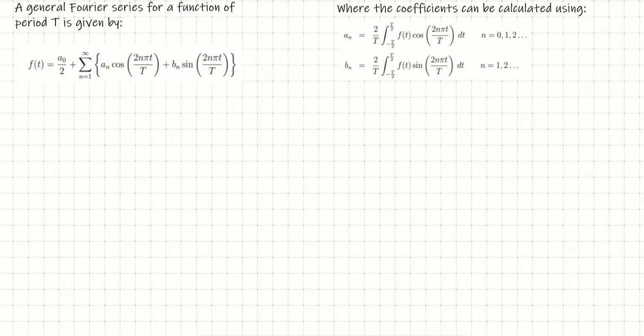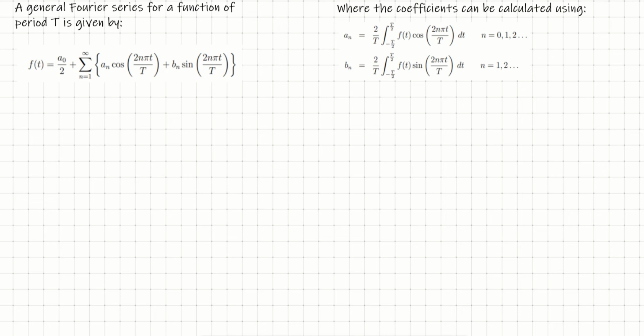So here, the method is pretty much the same. You just need to use the formulae that are given here. On the left-hand side, you've got the general formula of the Fourier series with time period T, and the way to calculate the coefficients, the an and the bn, are given by the formulae on the right-hand side. So we're going to do an example.